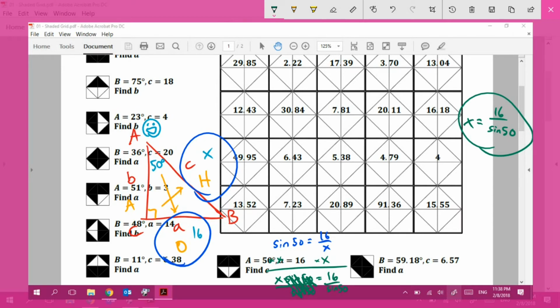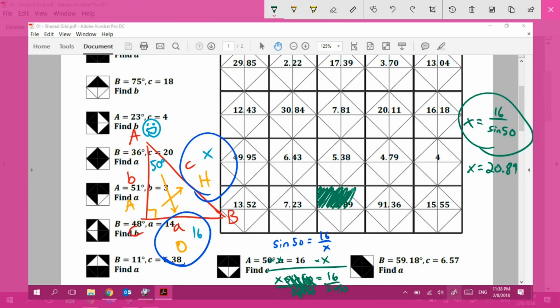16 divided by sine of 50, that's going to be 20.89. So x equals 20.89. Look for that on the grid. That is right here. So now shade it in just like it's shown. That's the whole top part.